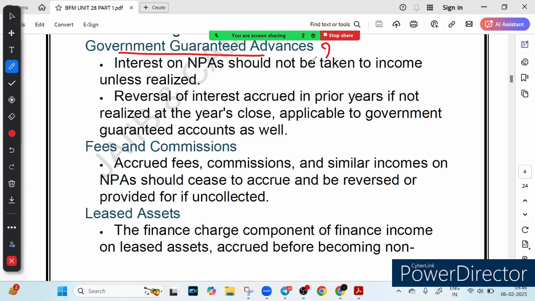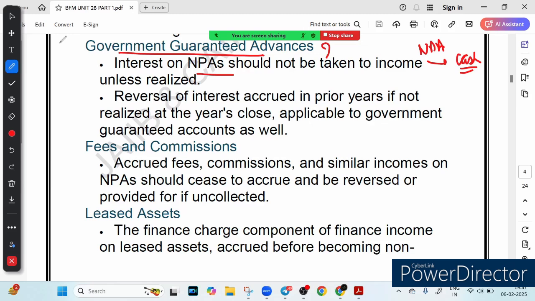Normally when a loan becomes an NPA, the bank stops recognizing interest as income unless it is actually received. Already I told you that for a loan that turned NPA, the cash based system is used: the bank does not recognize income unless it is received. But what about a loan backed by a government guarantee? You might think, since the government is guaranteeing it, the bank can still count the interest as income. Wrong. Even for a government guaranteed loan, the bank cannot record interest as income unless it is actually received. Interest should not be taken as income unless realized, whether it is a government guaranteed loan or a normal loan. You must remember it.